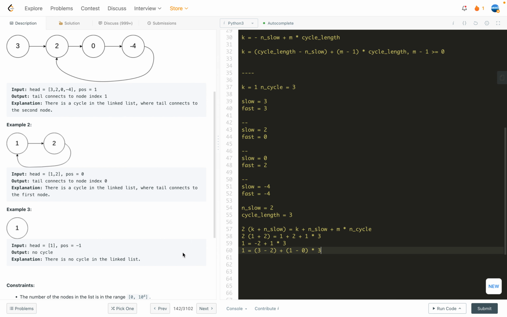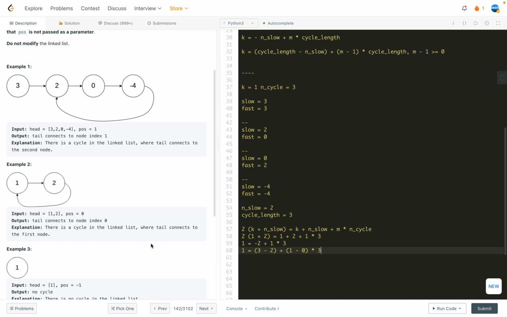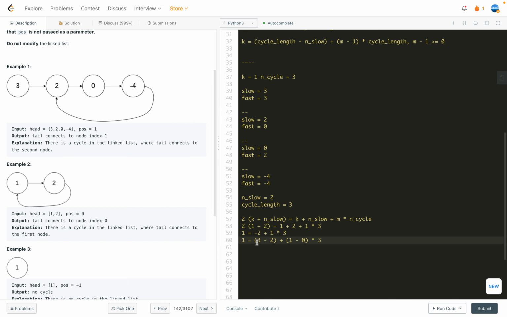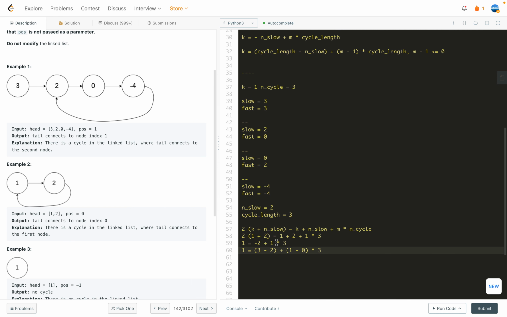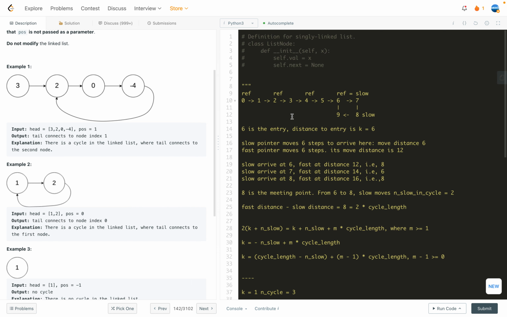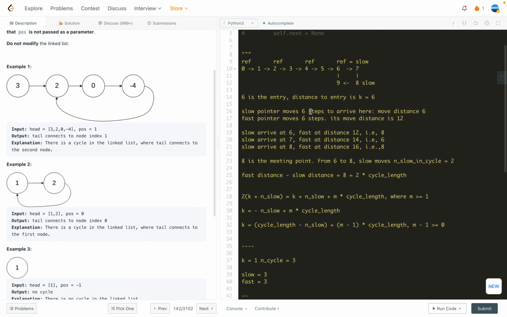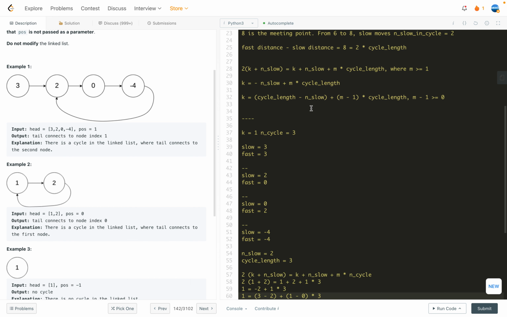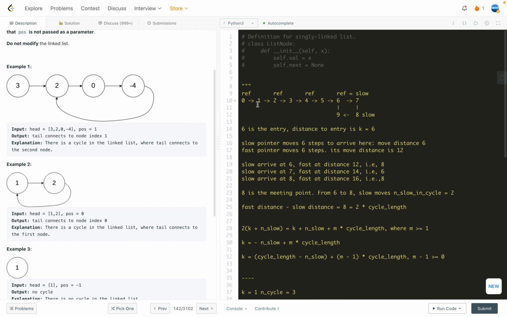So this is the rigorous sorting process, or reasoning process, mathematically. In this case, because the slow pointer is pointing at -4, then you move, so here is the beginning, you move 1 step, they will meet, right? But in our example, it moves 6 steps to meet.